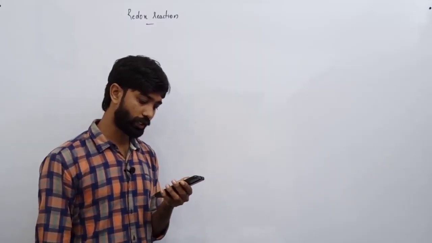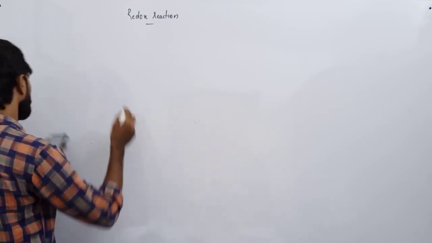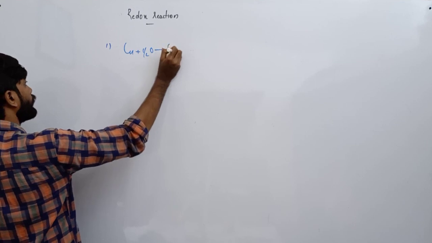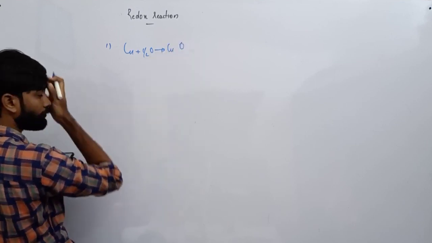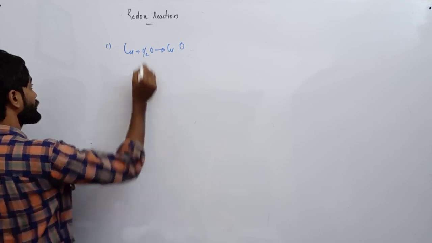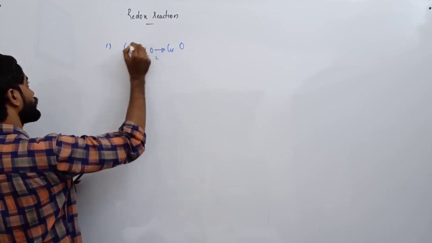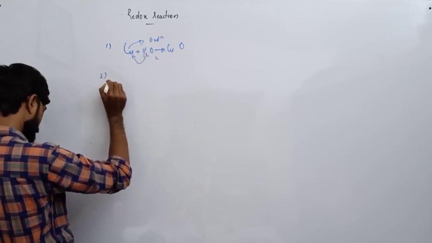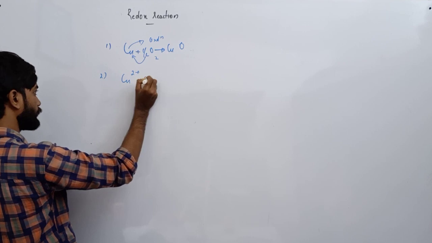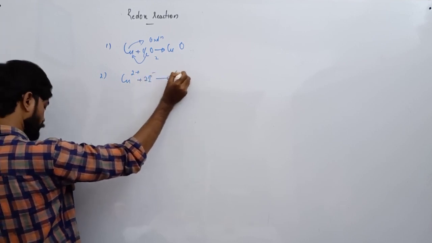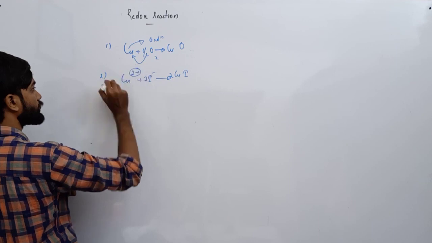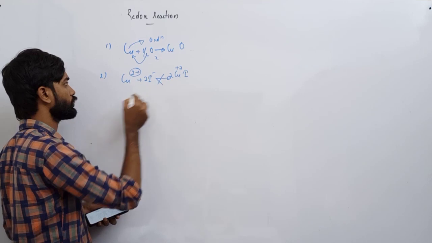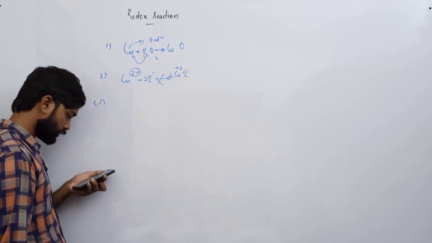Which of the following involves reduction of copper? The first choice is Cu plus half O2 gives CuO, and we want to find the reduction of copper. This is the addition of oxygen to copper, so this is simply the oxidation of copper, as we know from the definition. The second one is Cu2+ plus 2I- gives 2CuI. Here the copper is in +2 and now it is also in +2, so this is not a redox reaction.